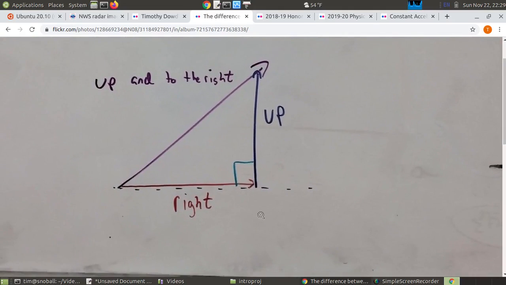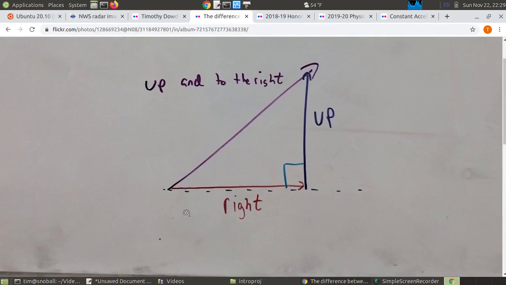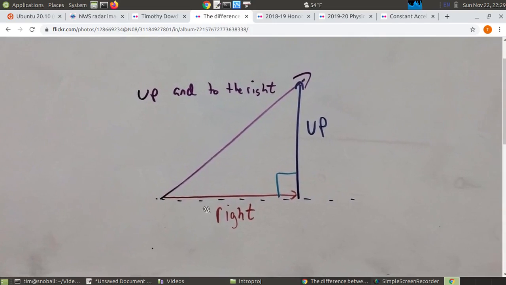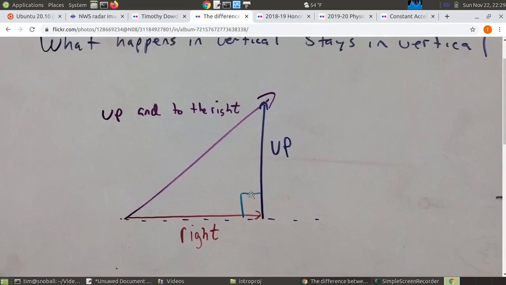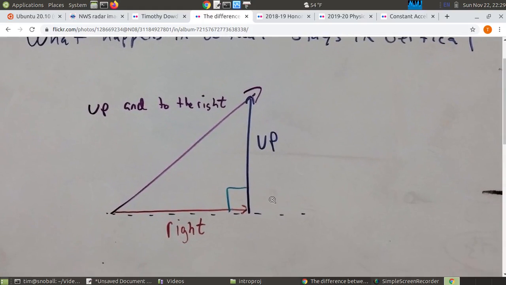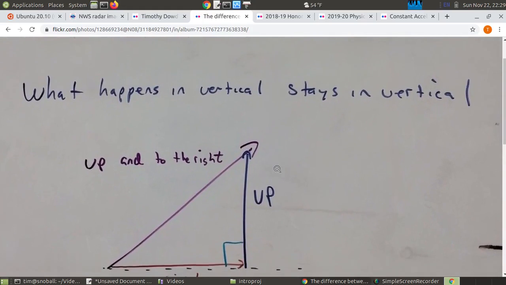We can deal with diagonal motion by taking things that are up and to the right and breaking them into pieces. How much is this to the right? It's kind of the shadow that purple arrow casts on the ground. How much of this is up? It's kind of the shadow that purple arrow casts on a wall. So that's what we'll be doing in this unit.